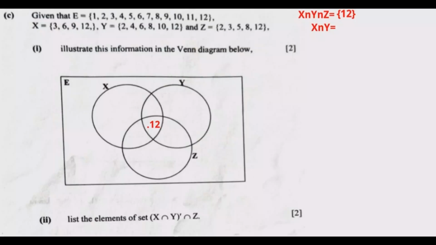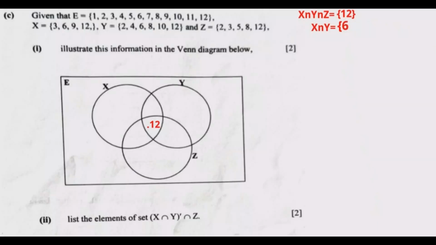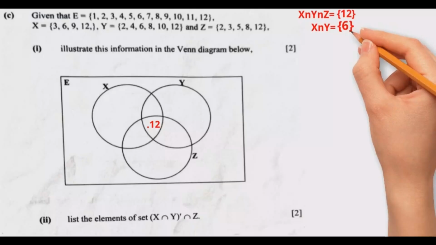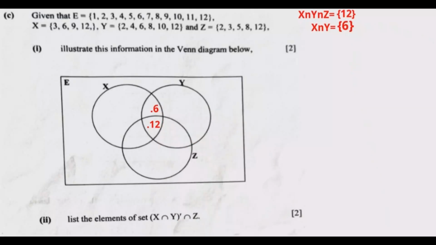When you look at 3, it is not found in y. When you look at 6, it is found in y as well, so that one we're going to write. When you look at 9, it is not found in y. When you look at 12, it is found in both, but 12 has already been recorded, so we can't record it twice. So we leave it there. So the element which is found in x intersection y is 6. So we write 6 where there is x intersection y, the one I've shown you there. X intersection y, we indicate that.